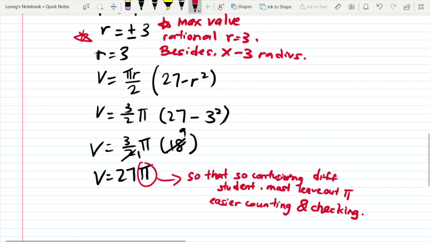And so the final answer is V equals to 27π cm³. And this is the final answer from me, and bye.